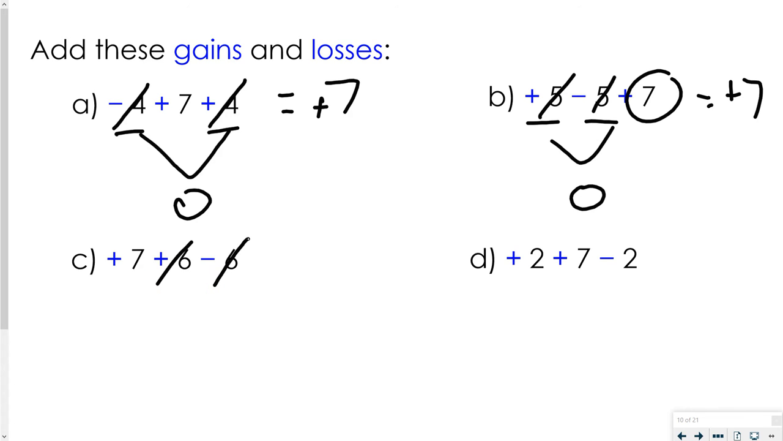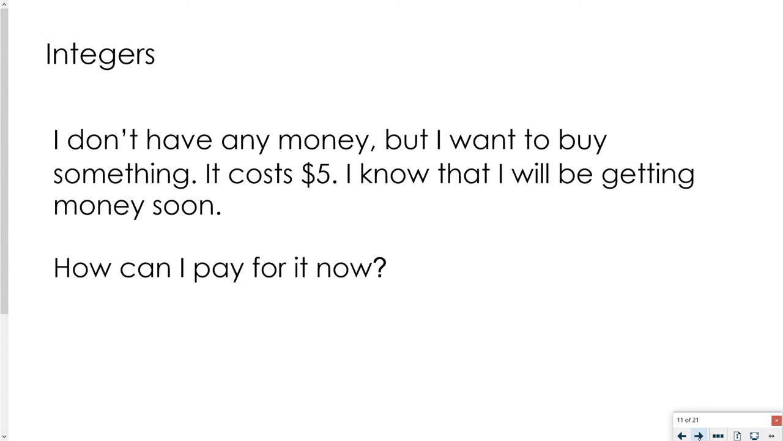Gain of 6, loss of 6. All I'm left with, gain of 7. Gain of 2, loss of 2. Overall, all I've got is 7. Now, if you understood that, that's all that you need to know for the big scary word of integers. That is all you need to know. Gains and losses and how to determine which one is bigger and by how much. That's it. Super easy. So here's something to think about.